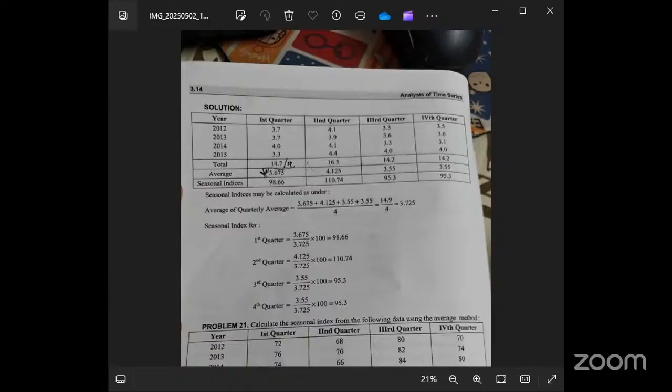How many years are there? 4 years: 12, 13, 14 and 15. Total divided by 4, we get averages. Here we need to find out what the seasonal indices are. So how we calculate these seasonal indices is important.